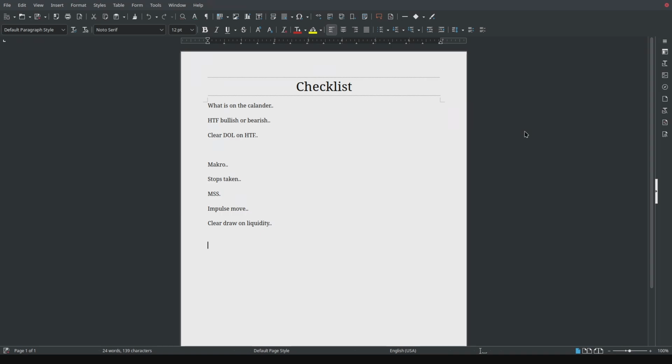What is on the calendar? If, for instance, we have something like NFP, then obviously you would not be looking to trade NFP. So, right off the bat, that would be one of your rules that you would not be trading NFP. So, if you have NFP on the calendar, then you stop there and you do not continue on. You do not trade on a pre-NFP day usually.